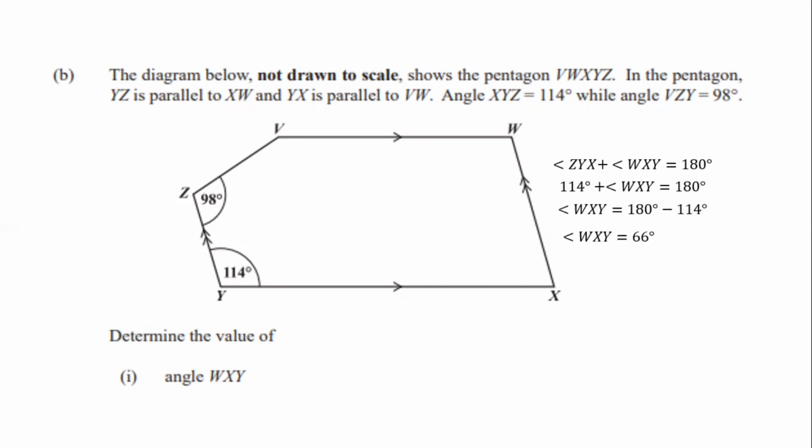So we considered YZ and XW to be parallel lines that are cut by a transversal, which is the line from YX. And then we considered co-interior angles to add up to 180 degrees. Therefore, since we know what angle ZYX was, we subtract that from 180 degrees and we get the missing angle, which turns out to be 66 degrees.